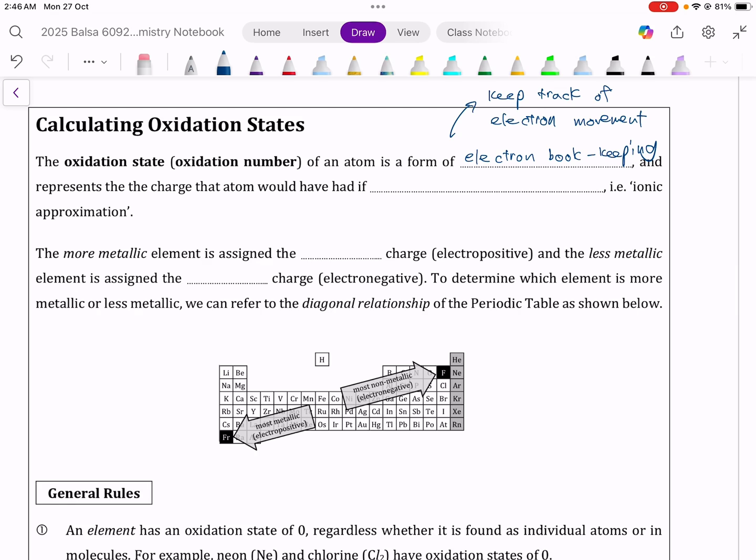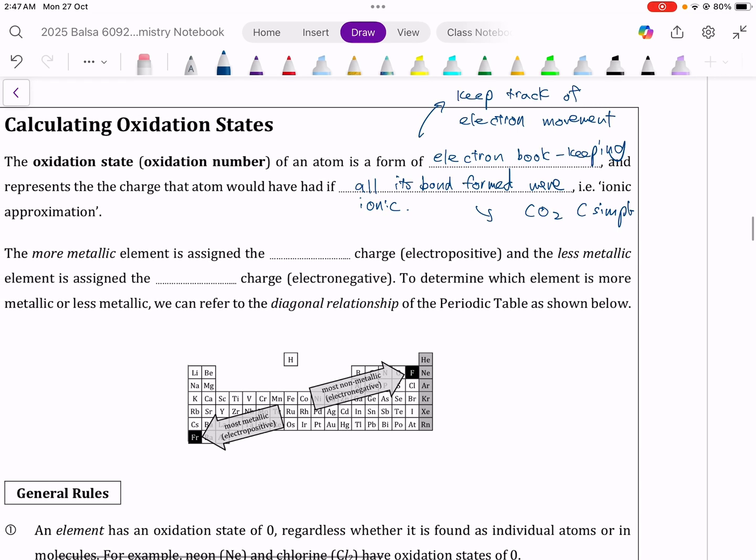Okay, and it also represents the charge that an atom will have if all its bonds were ionic, or otherwise what we know as the ionic approximation. This is pretend. For example, CO2 is definitely a simple molecule, but you can actually assign charges: the C here is actually +4, the O here is actually -2.